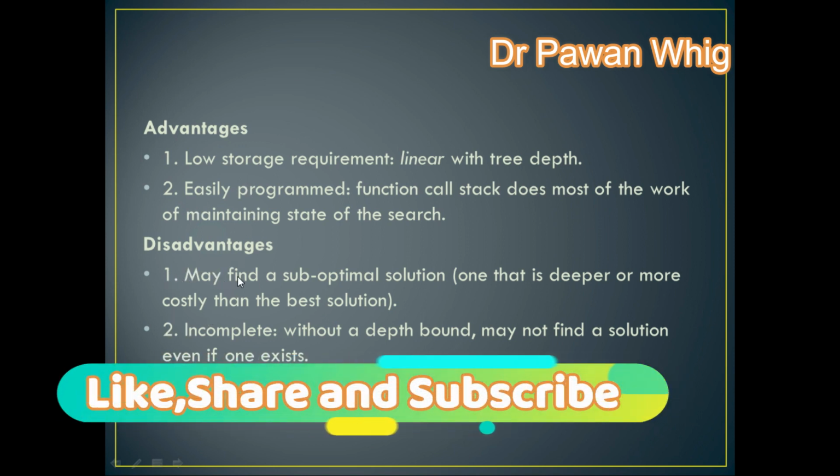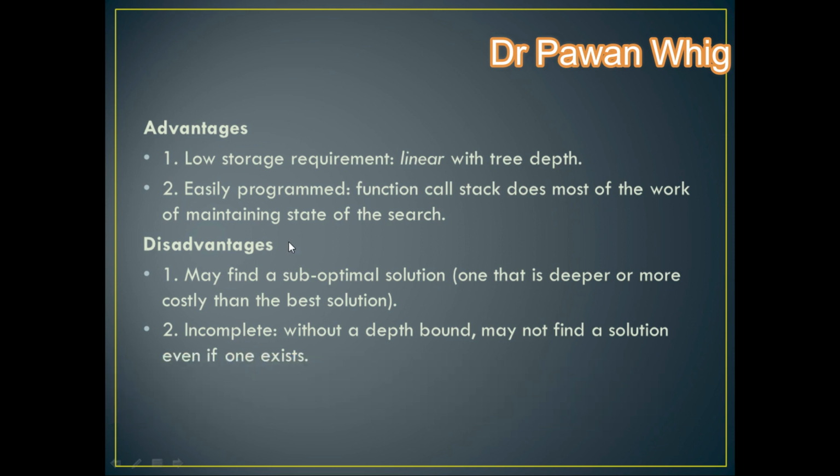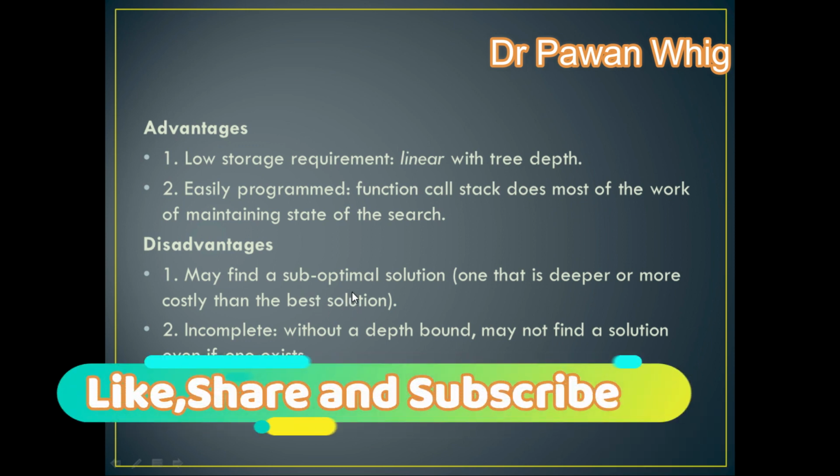Number one, it may find a suboptimal solution. Sometimes the solution that you find is a solution but it is not optimal. And second, sometimes it is incomplete. Without a depth bound, it may not find a solution. If there is no bound on the depth, it may sometimes never end even though a solution exists.